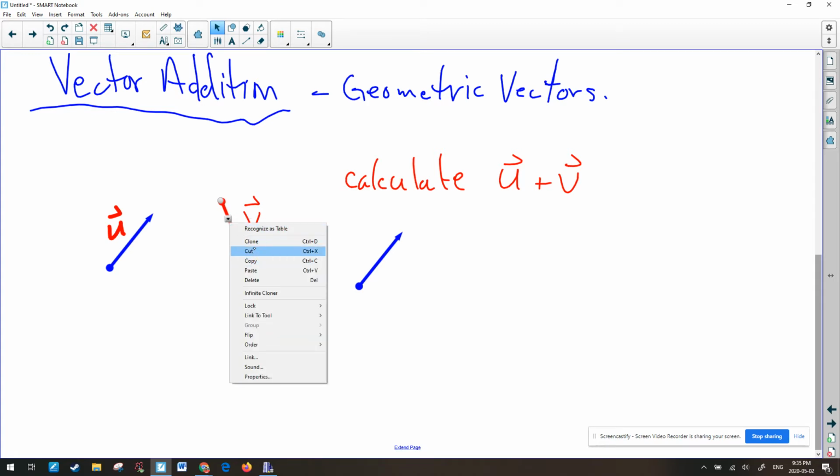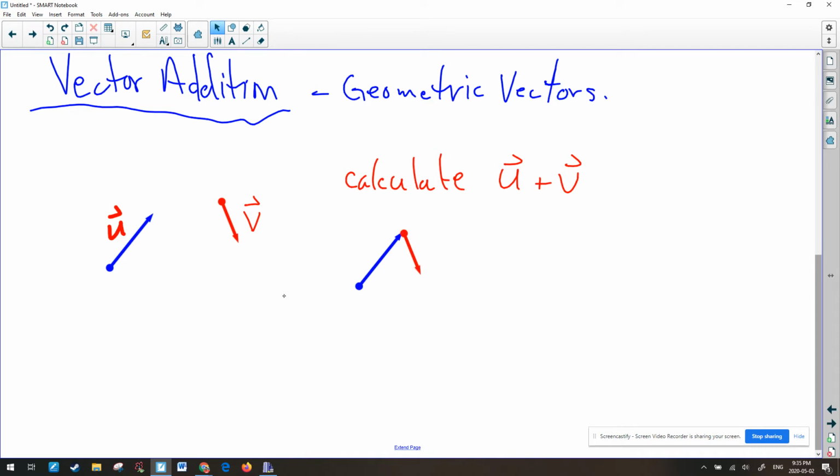I'm going to clone it, actually. And I'm going to move it. Now, vectors get added head to tail. Okay. And so that is vector u plus vector v.